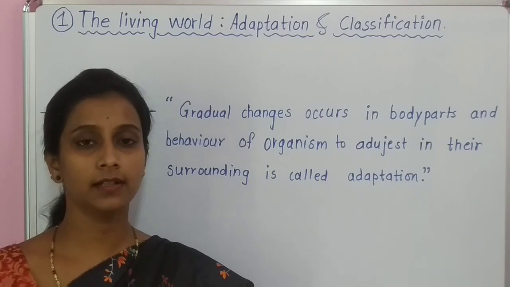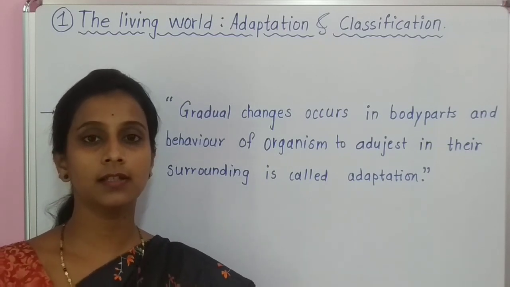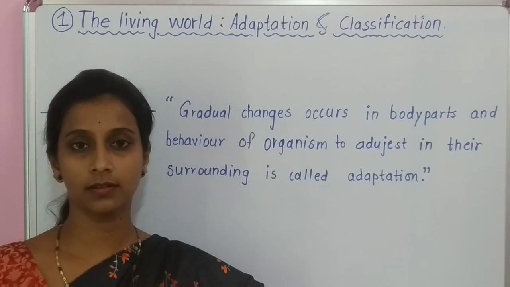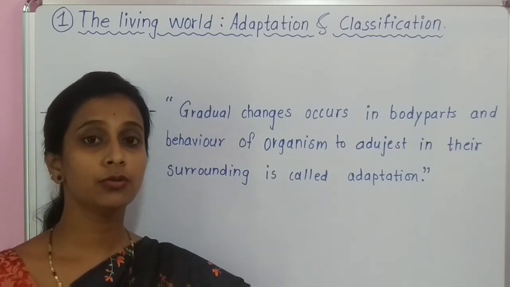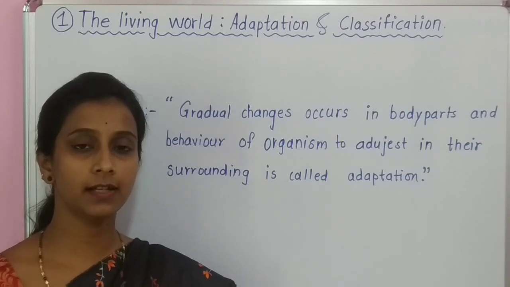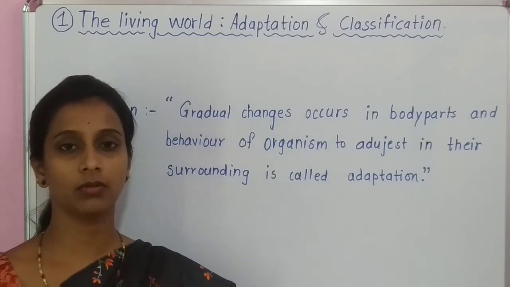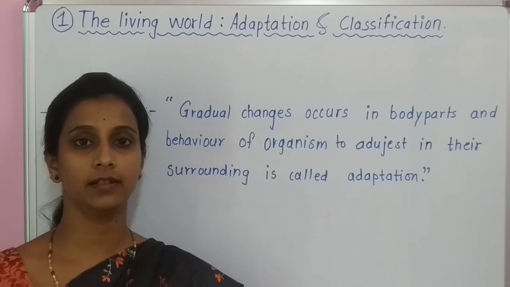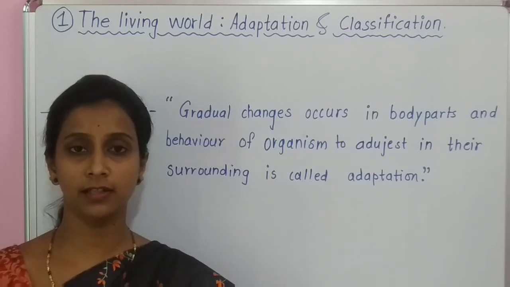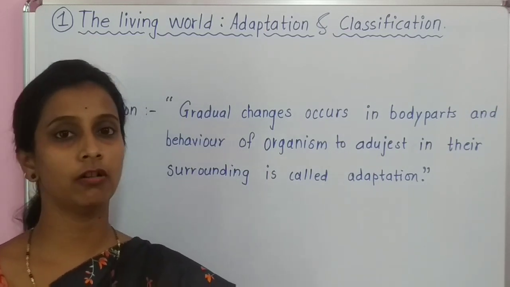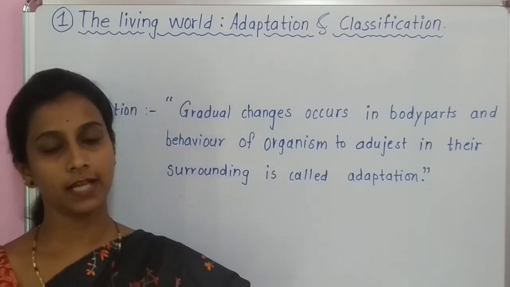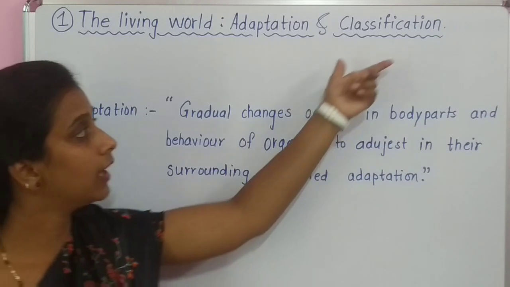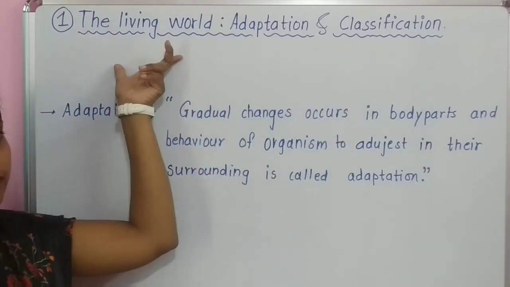Then we know that some living organisms are useful to us, and some are harmful to us. To know them and study their characteristics, it is necessary to classify all the living organisms. This means there is a need for the classification of all living organisms. In this chapter, we are going to learn about the classification of the living world.